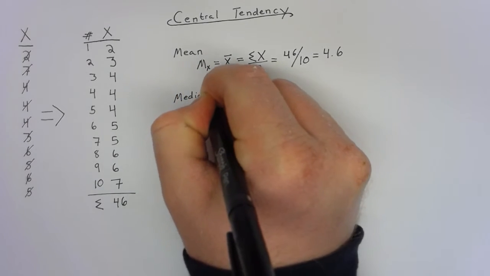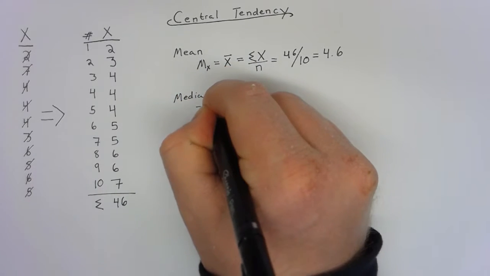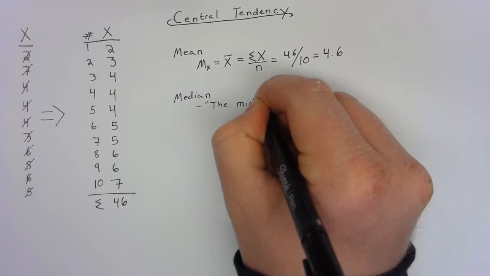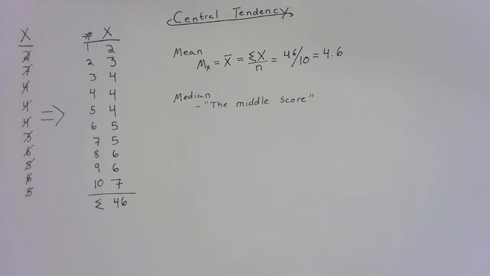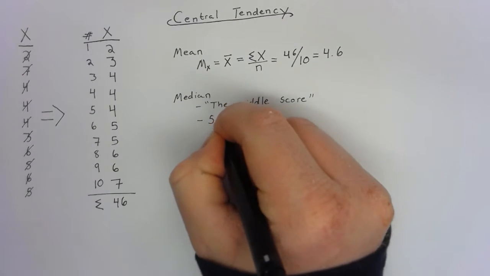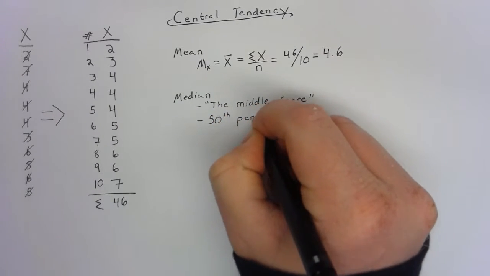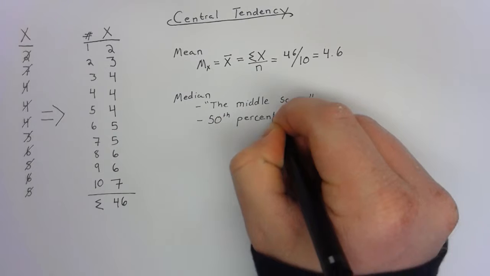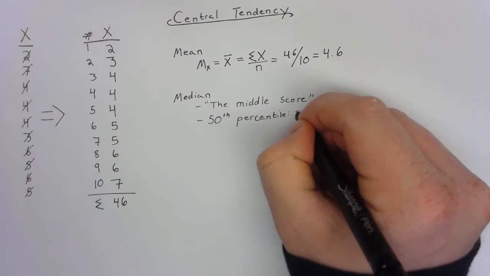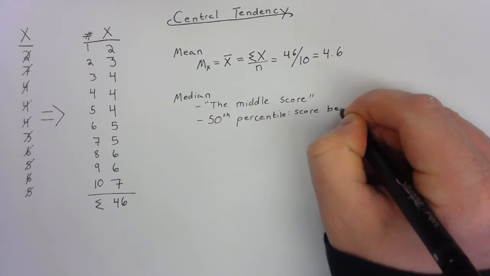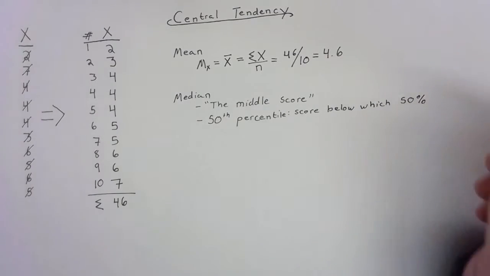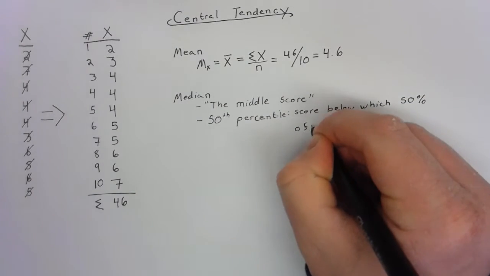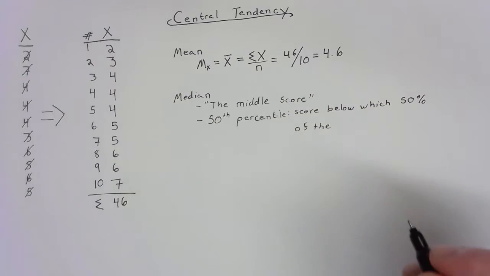The median, when we want to find that by hand, what we're really looking for is the middle score in our data set. Now, a more precise way to say this is that we're looking for the 50th percentile. So what this means is we want to find the score or the value below which half of the data set, or 50% of the scores, are actually located.